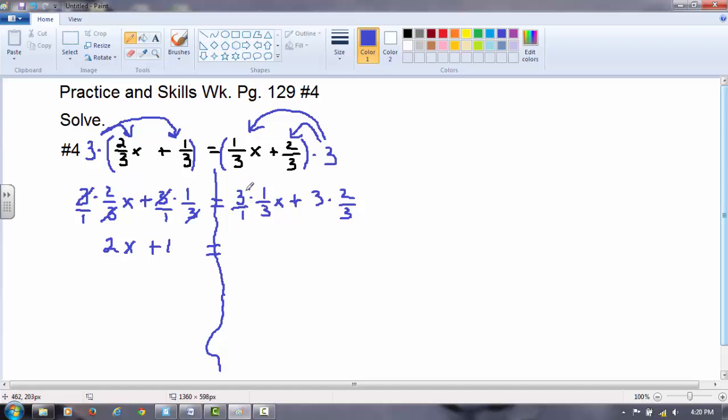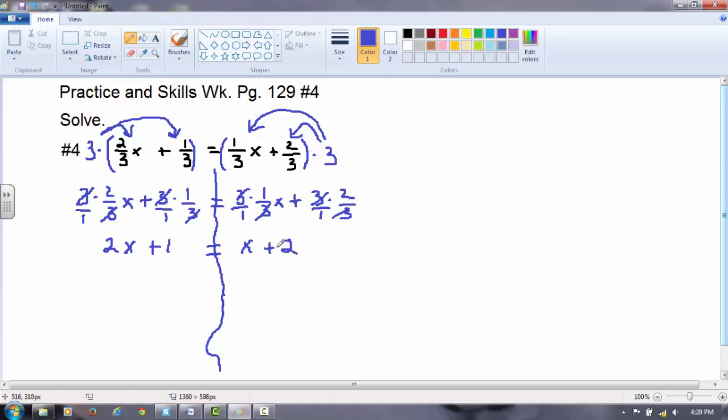Over here you've got a 3 and a 3, so same situation. 1 over 1 is 1, and 1 times x is just x. So let's just make this an x. Over here, same situation. Cross out the 3s, and then we'll end up with 2 over 1, which is just 2. So we say plus 2.